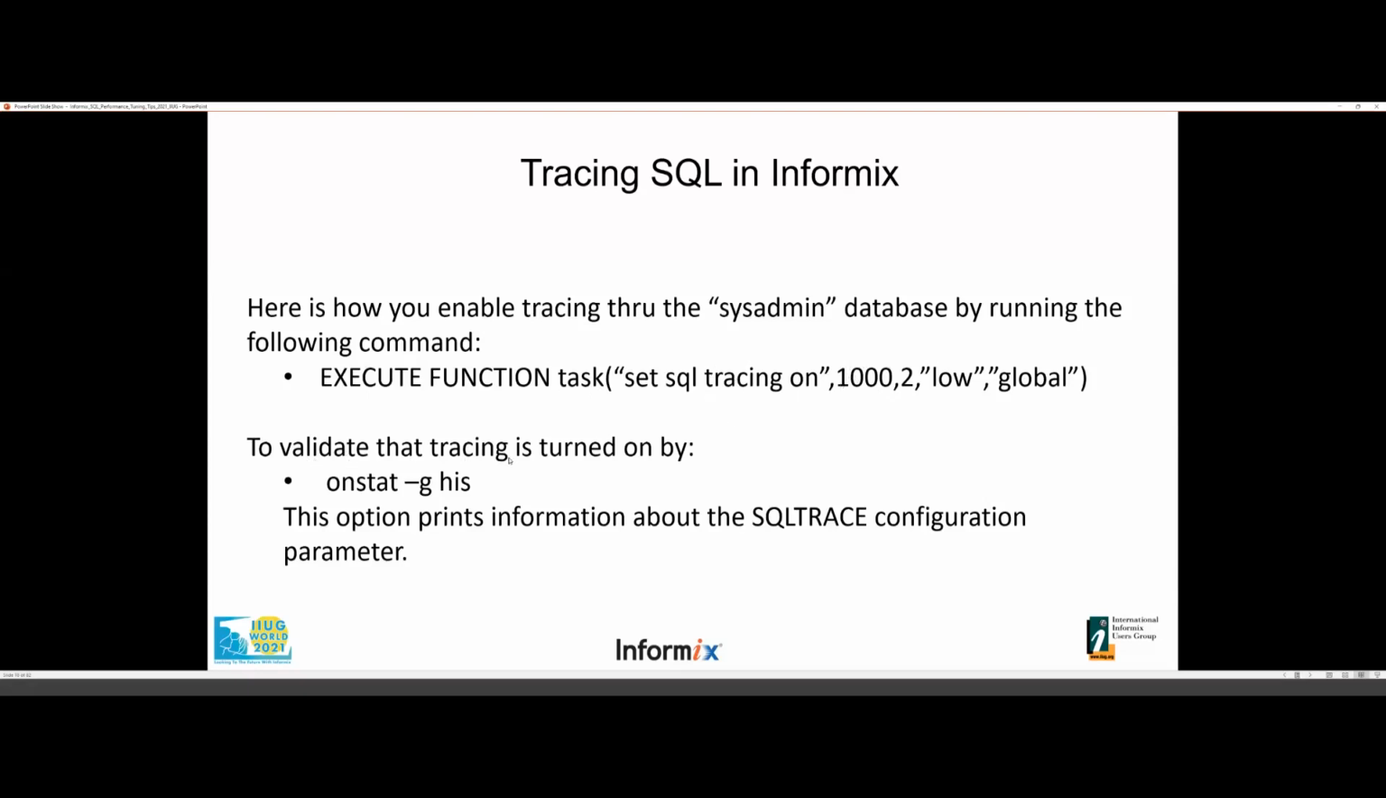To validate that tracing is turned on, you run onstat -g his, pipe it to more, so you'll see the top information about the tracing information. And then after that, I'll give all the detail. It'll create a large file if you have a lot of traces on there.